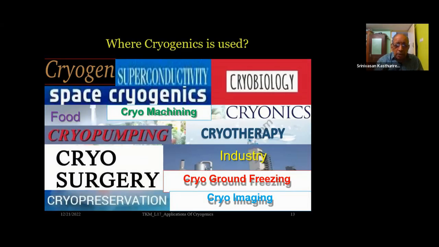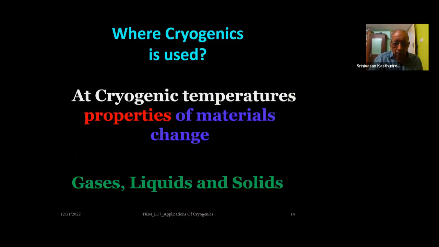Now, where is cryogenics needed? It is needed for space cryogenics, cryobiology, cryonics, cryopumping, cryotherapy, cryosurgery, all industrial applications, cryo ground freezing, cryopreservation, cryoimaging, etc. There are so many fields that are using cryogenics. So let's look at some important applications of cryogenics.